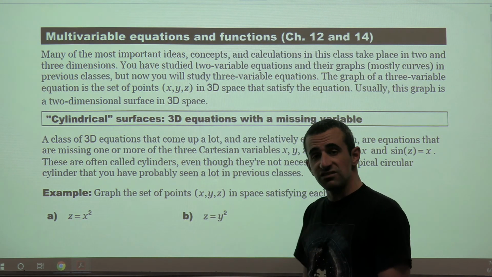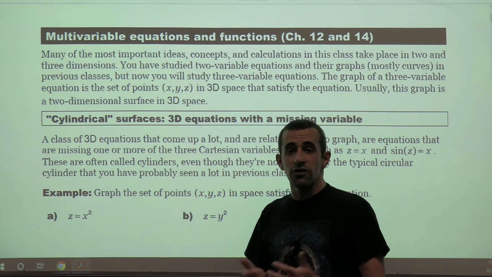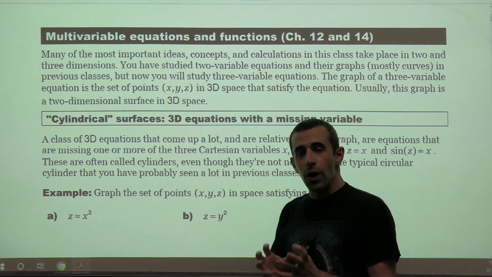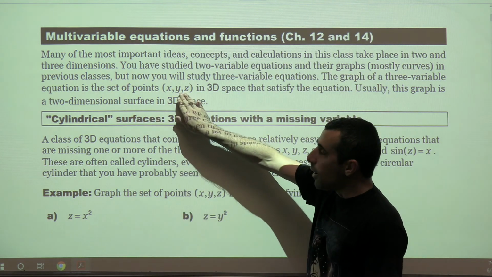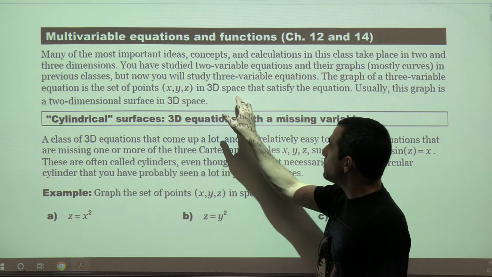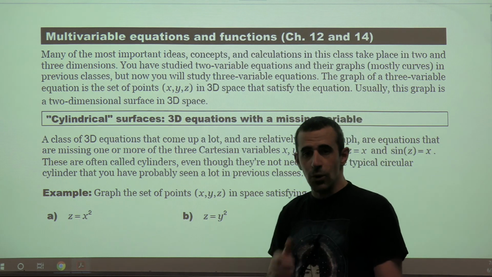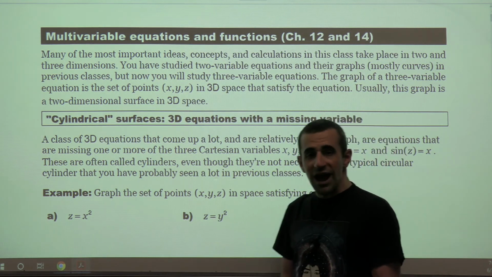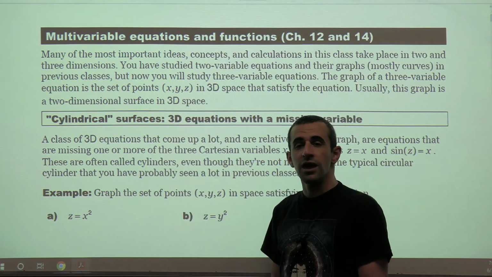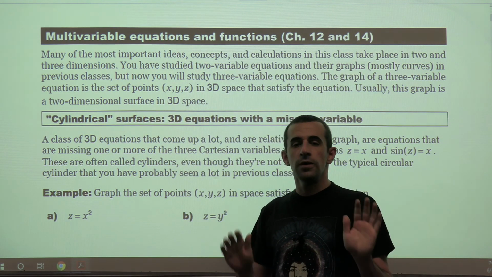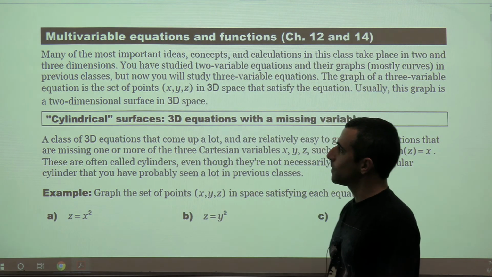Now, the next step is to study equations that involve 3 or more variables. And when you're looking at an equation involving 3 variables, the graph of that is the set of all points x, y, z in 3D space that satisfy that given equation. And usually, when you graph that, what you get is a 2-dimensional surface in 3D space as opposed to a 1-dimensional curve in 2D space.